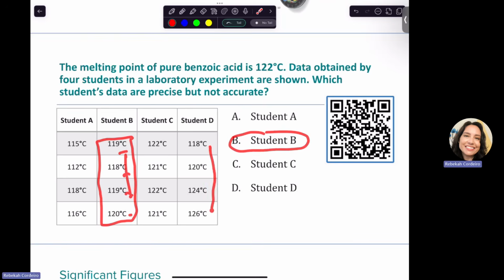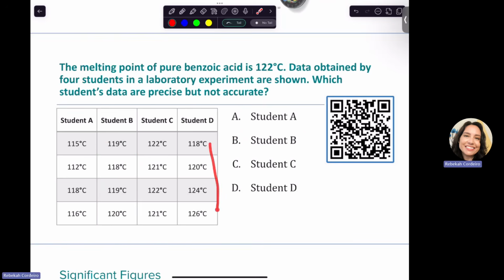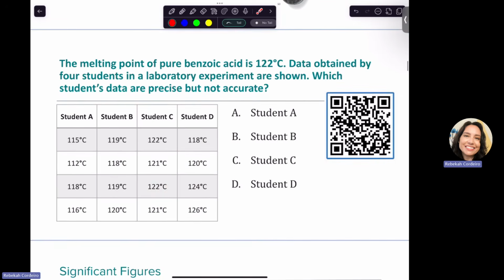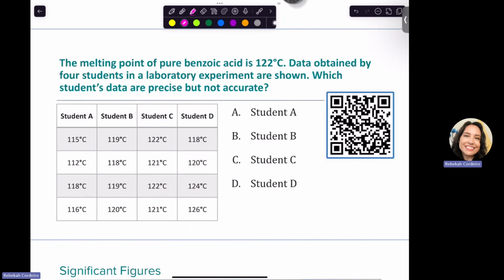Student D is neither precise nor accurate. These numbers are all over the place, and maybe they might average out close to 122, but at no point did we get 122 in any of the measurements. So it would be student B that would be the most precise but not accurate.